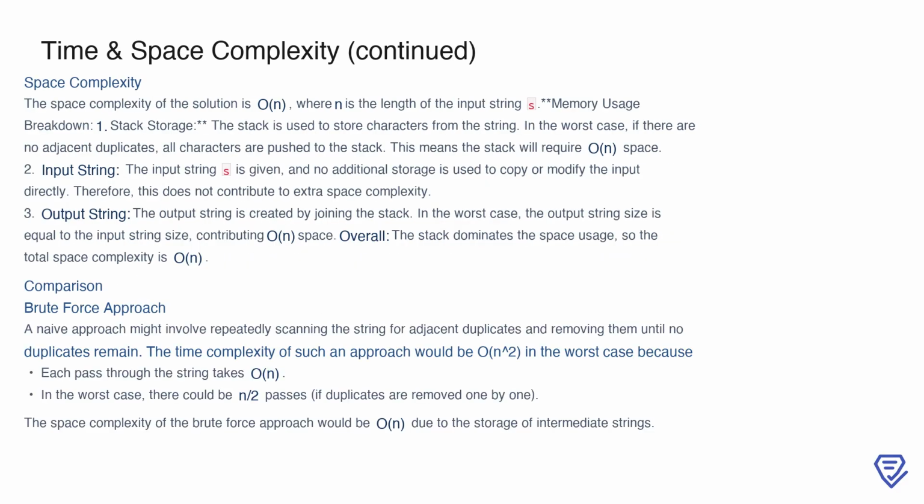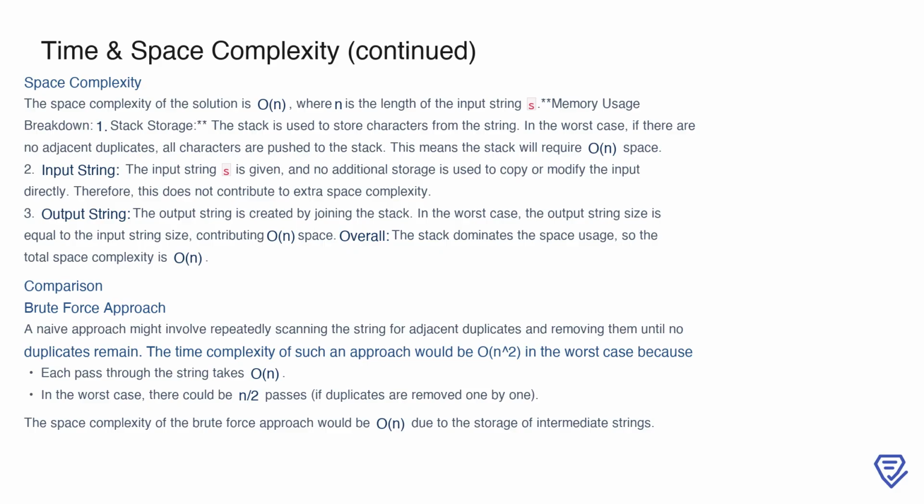The space complexity of this solution is also O(n), as the stack used to store characters can grow to a maximum size of n in the worst-case scenario, where no adjacent duplicates are found and all characters are pushed onto the stack. The input string itself does not contribute to additional space complexity, as we are not creating a copy or modifying it directly. However, the output string, which is created by joining the stack, can be as large as the input string in the worst case, contributing another O(n) to the space complexity.